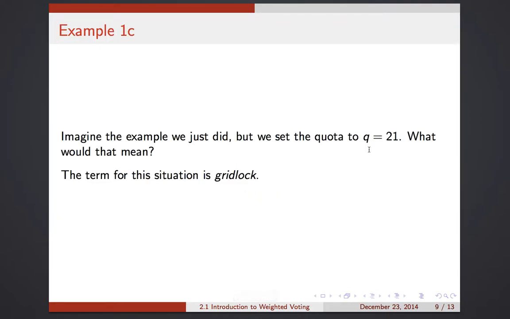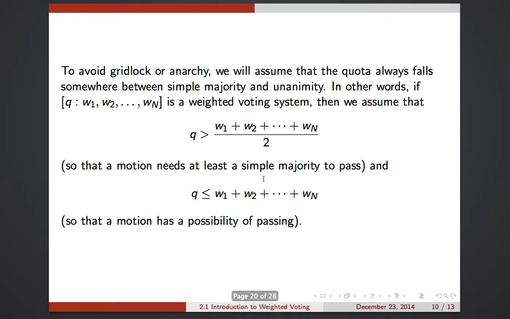Okay, so anarchy is bad because you can have motions and their opposites simultaneously passing. Gridlock is also bad because nothing will pass. So for the rest of this chapter, we will assume that neither of those situations occur. Okay, so we're going to assume that the quota is no bigger than the sum of all the votes. That's what this inequality is saying. The quota is small enough so that something could actually pass, is what this is saying. Right? A motion has a possibility of passing.